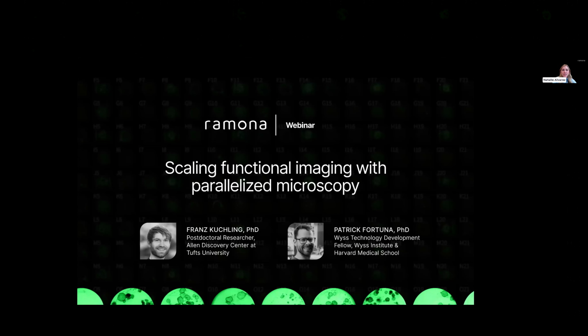Our first speaker is Dr. Franz Kuchling. He's a postdoctoral researcher at the Tufts Allen Center in Medford, Massachusetts, where he investigates the temporal characteristics of cellular adaptation with a particular focus on cancer treatments. He received his PhD in biology from Tufts University under the supervision of Dr. Michael Levin, where he established Volvox carteri as a model organism for studying neural adaptation and information processing.